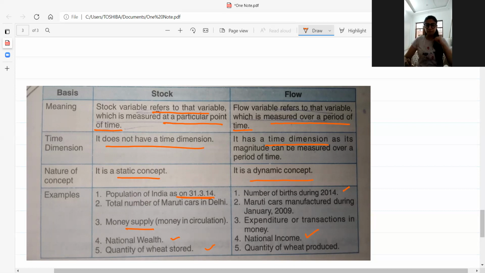So when I ask you national income, you will say it's a flow variable because it is calculated over a period of time. When I ask you national wealth, you will say that it's a stock variable because I can tell you how much wealth I possess for now. So there's a difference. And then quantity of wheat produced, so this will also be calculated for some period. Okay, this is what I wanted to do in this video.